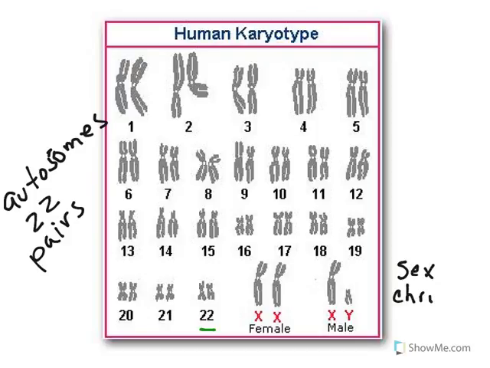Now, the sex chromosomes will be XX in the female and then XY in the male. The female is homologous. As you can see, they have the same size and shape. The male, the Y chromosome, is going to be smaller than the X. So this is a non-homologous pair.